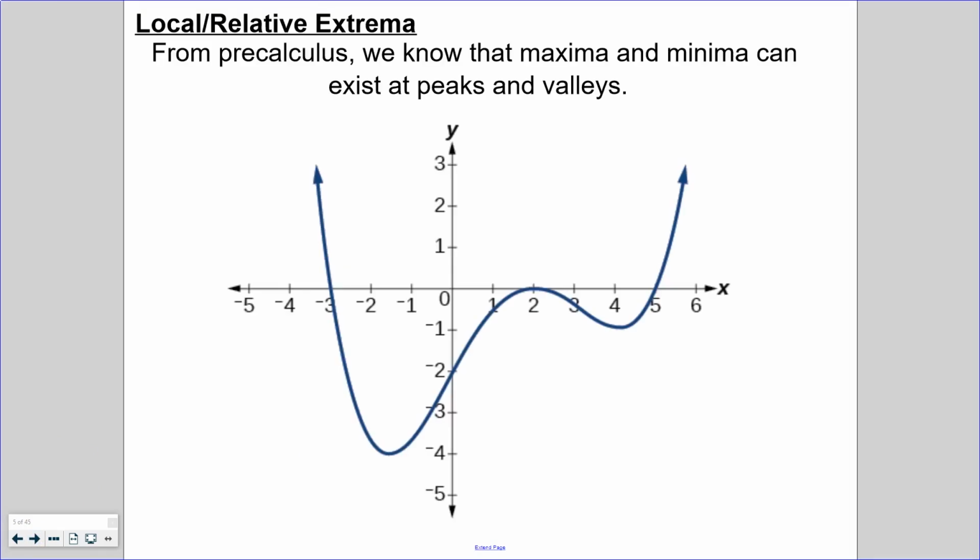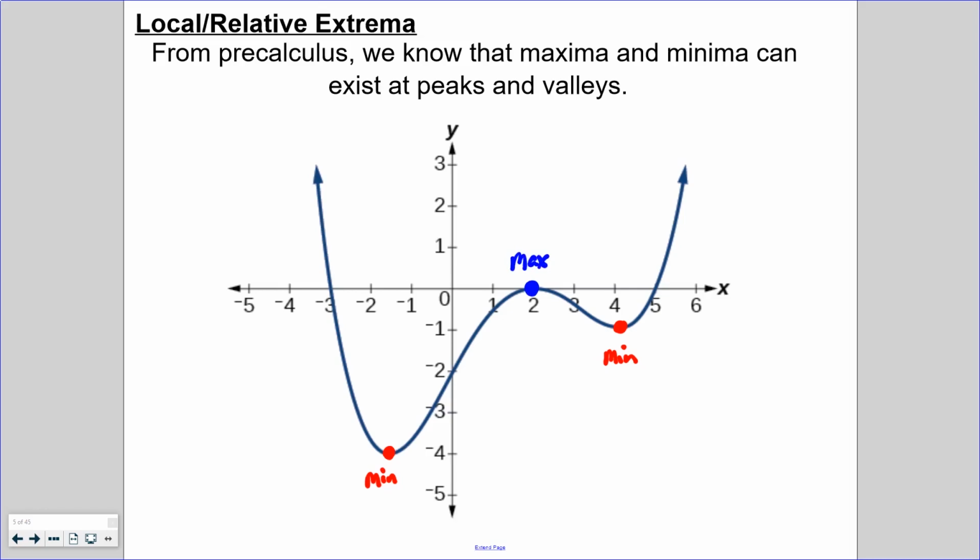So, if we dive back into some of our pre-calculus knowledge, we know that maxima and minima can exist at peaks and valleys. So if we were to look at this particular function here, hopefully we can see that we would have two minimum values at these different valleys right here. So we would have a minimum and a minimum, and then we can see that we can have a maximum value here at x equals 2.